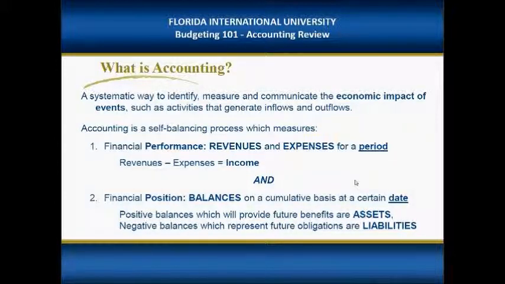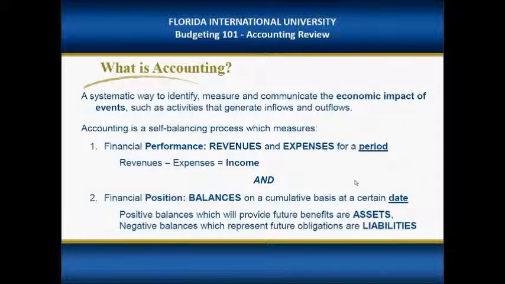Let's talk about financial performance first. Financial performance basically represents the operations of an activity or a unit. How did that unit or activity do? How we do that is for a specific period of time. It could be a month, it could be a quarter, it could be a year. It is never going to be longer than a year. At FIU, our fiscal year is from July 1st to June 30th of every year.